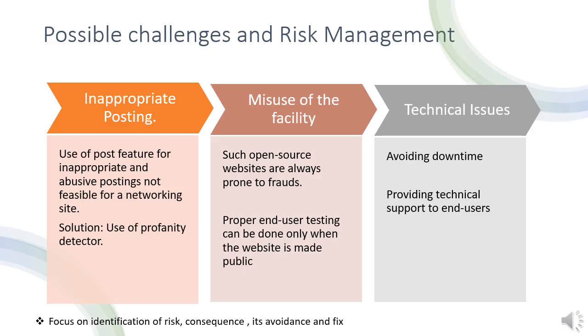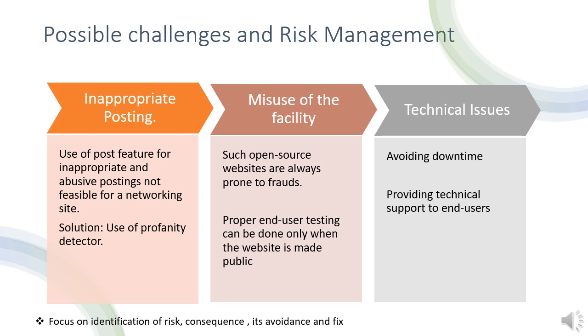There are many possible challenges and risks in our project, and some of them are inappropriate posting, misuse of the facility, and technical issues. As this is a free website, we cannot control how users will use the website. There are cases when people use such networking sites to display their anger or frustration by posting inappropriate content, which may include foul and profane language. To solve this issue, we have used the Purgomalum API to filter out abusive words. The API will detect the abusive or inappropriate word used in the description and will immediately warn the user and remove the word. This approach can solve the problem to some extent.